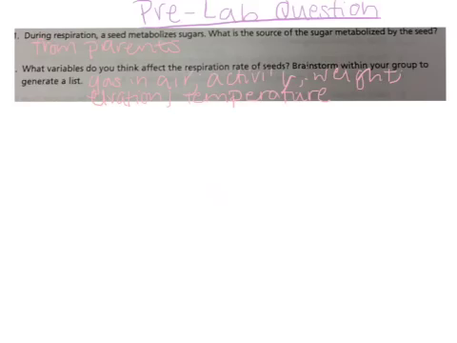Pre-lab question number 1 was, during respiration, a seed metabolizes sugars. What is the source of the sugar metabolized by the seed? Our answer was that it came from the parents. The second question: what variables do you think affect the respiration rate of the seeds? We said the gas in the air, the activity, the weight, the elevation, and the temperature.